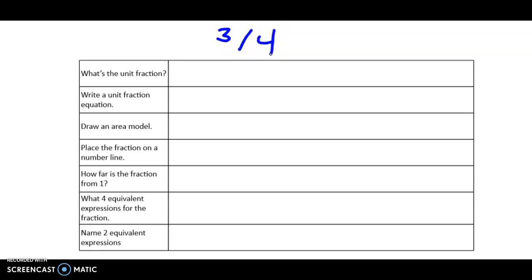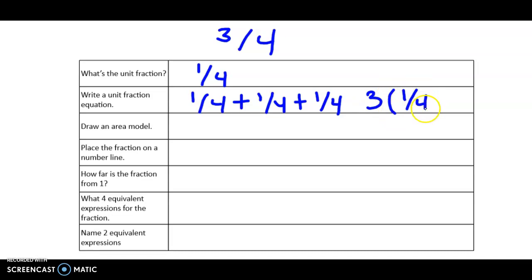The first question is, what is the unit fraction? Here's where we would expect them to look at the denominator and understand that 1/4 is the unit fraction. And then a unit fraction equation in this case would be 1/4 plus 1/4 plus 1/4 because there are 3/4. You may even use the notation 3 times 1/4 so that they get that understanding too, that we're asking for 3 of the 1/4.